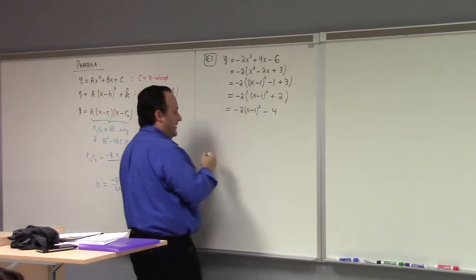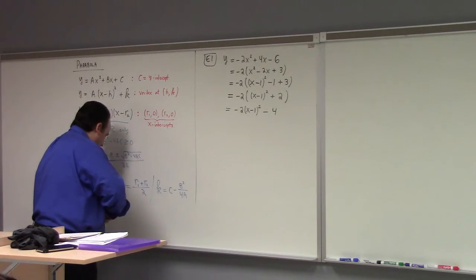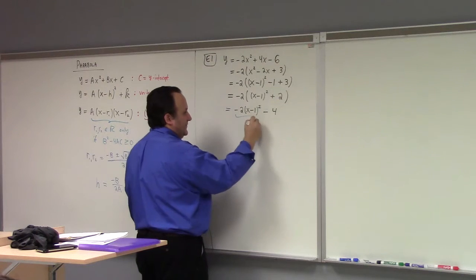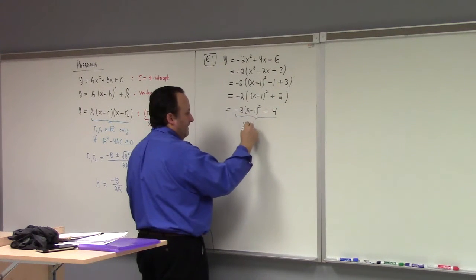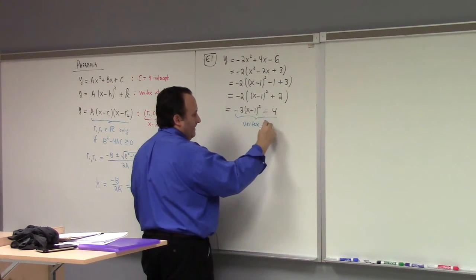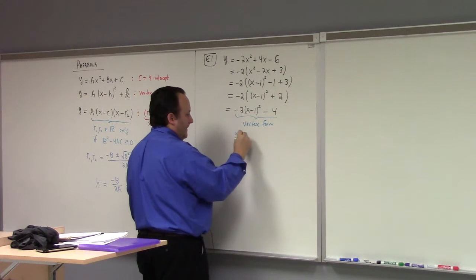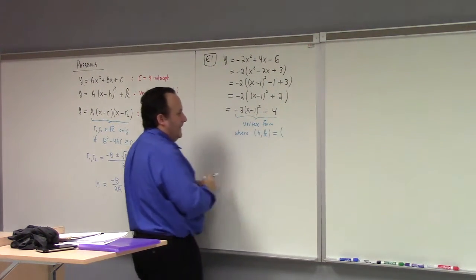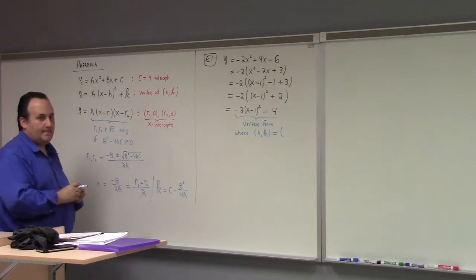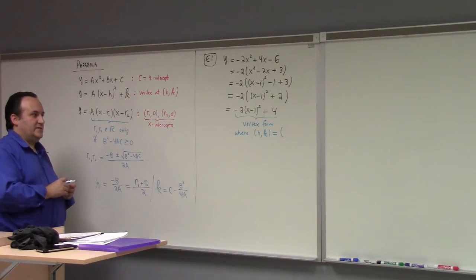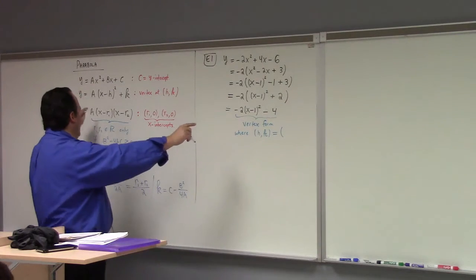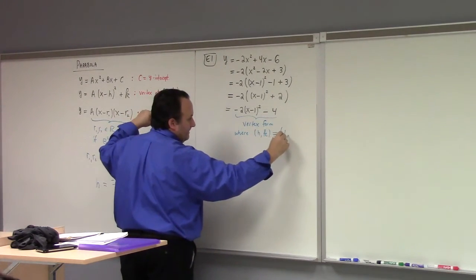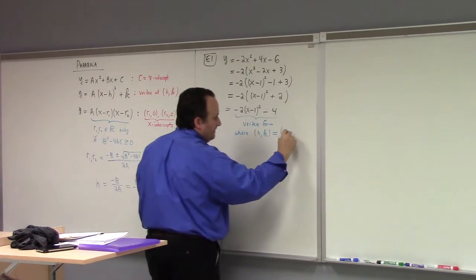All right? Now, my formula is in vertex form, right? So now this is in vertex form, where my vertex is what? Just look at it. It's matching the pattern, right? My h is 1 and k is negative 4.